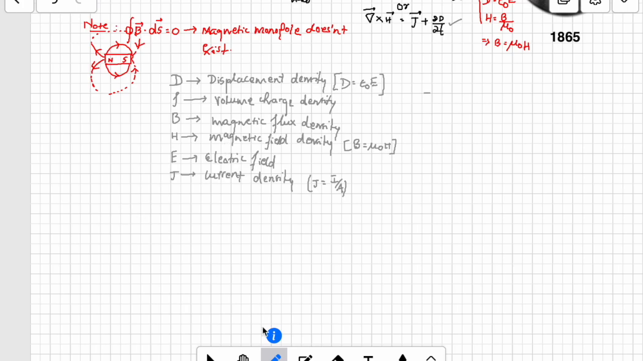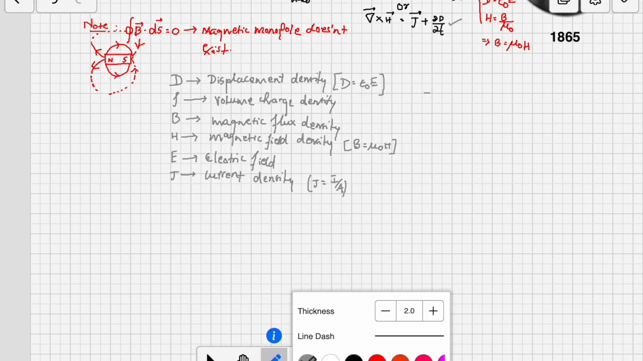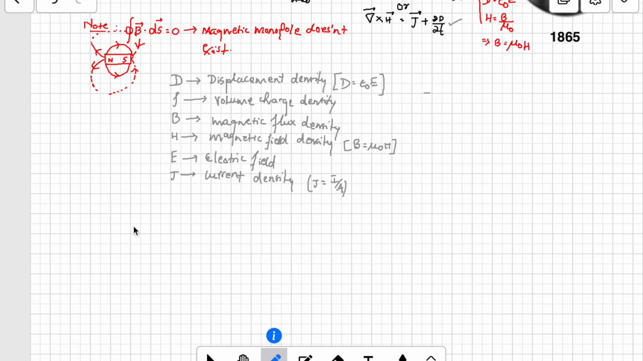So there can be one more question which comes up: write down Maxwell's equations in free space. For free space it's very simple. You have to just remember those expressions, and certain additional points. In free space this J is 0. That's the current density. It will become 0 because there is no current in free space, so it is I by A, I is 0, so that's 0. Similarly, there will be no volume charge in vacuum, so rho is equal to 0.